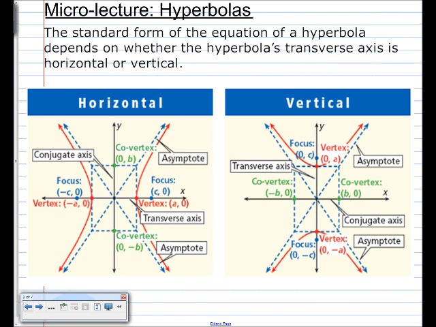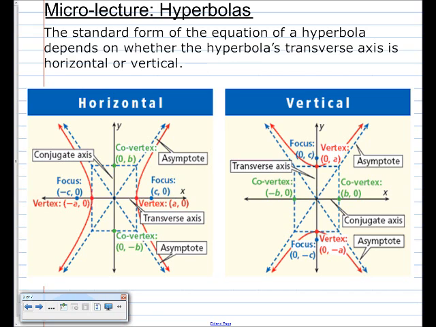The last thing I want to point out is we have a few more new words. We have the transverse axis that connects your vertices. I always think of TV, transverse vertices, so TV. The other one is the conjugate axis that connects your covertices.